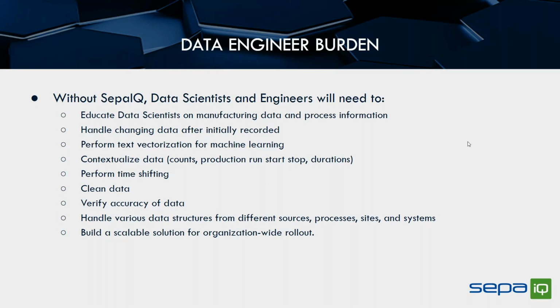Text vectorization is really important for machine learning, because machine learning just deals with numbers. It doesn't deal with text. So you have to convert that text to a number, and you have to do it in a consistent manner. If you've got e-stop pressed and it's number 105, you always have to refer to e-stop pressed as 105. Otherwise, your predictions are going to be meaningless.